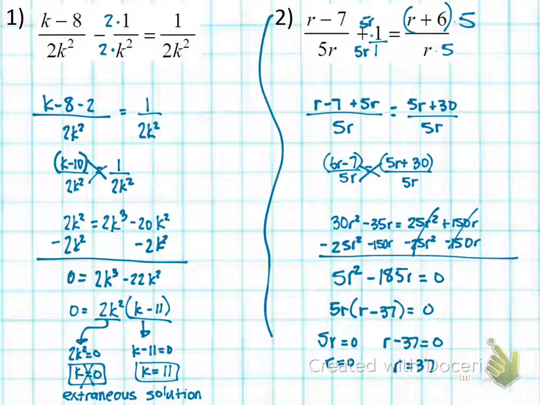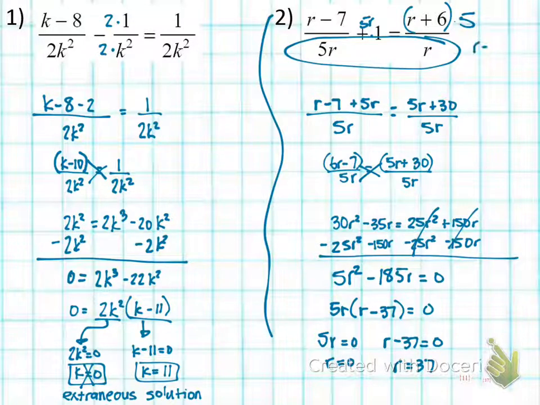Now I'm going to look back to the beginning, and I'm going to look for any denominators that are going to become 0. So what does r have to be equal to here to become 0? 0, right? Because 5 times 0 is 0, or just 0 here. So we know that r cannot equal 0.